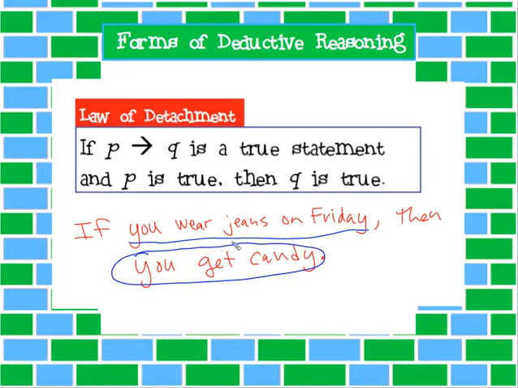So what this is saying is, first of all, this has to be a true statement. So let's pretend like we're doing some fun activity where if you wear jeans, I give you candy. So we know this is true. And then we know that P is true. So we know that you definitely wore jeans on Friday. So what the law of detachment says is that you can conclude from that you definitely got candy. Because the statement's true, this happened, so this has to happen.